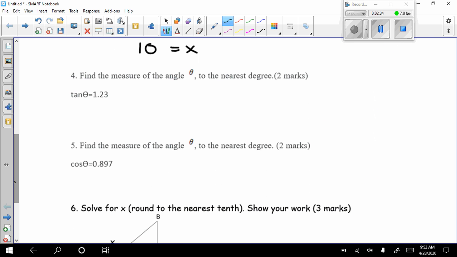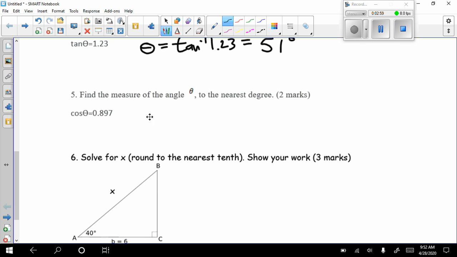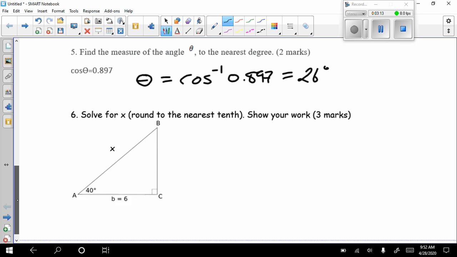Find the measure of the angle theta to the nearest degree. That's often the symbol used for angles. And so here, you have to type into your calculator, well, theta is the inverse tan of 1.23, and so when you type that into your calculator, it gives you 51 degrees. Okay, here's another practice one of those. So here you'd have to type into your calculator the inverse cos of 0.897, and when you type that in, you get 26 degrees. All right, so here we go.